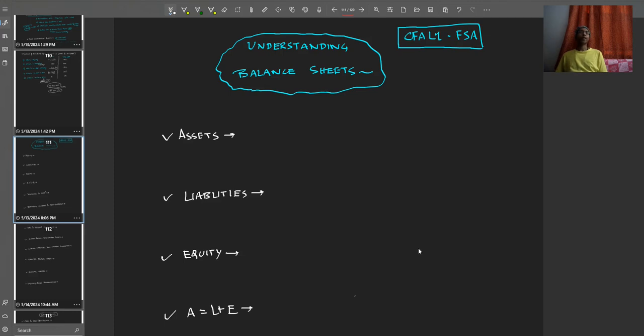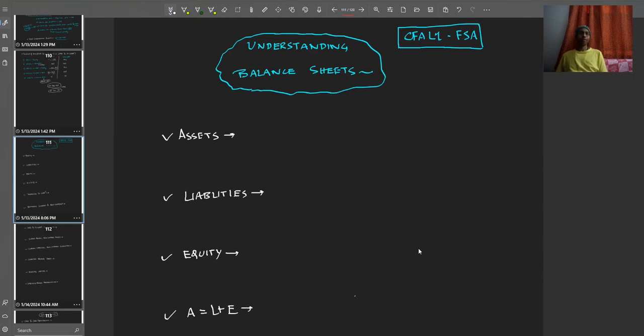A warm welcome, friends, to this new chapter called Understanding Balance Sheets. It is part of many finance curriculums and especially it is part of CFA Level 1 Financial Statement Analysis. A balance sheet has many bifurcations in terms of parts. So, we will look at all these bifurcations, all these divisions, what they mean, and how we record them and how we account for them.